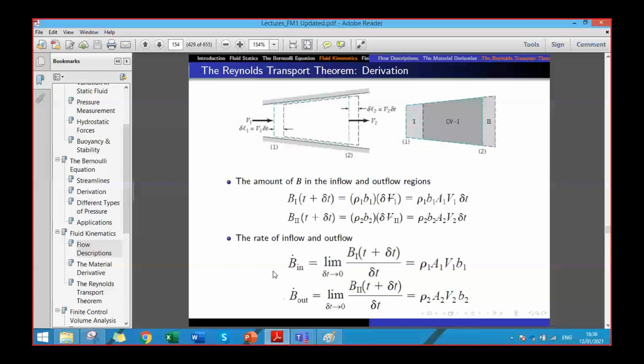Is this formula clear? ये जो equations आ रही हैं आपके सामने clear है? Limit delta T approaches 0 and B dot out. Yes, sir. Clear.